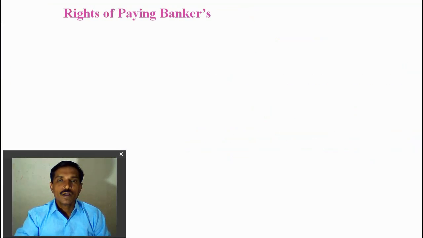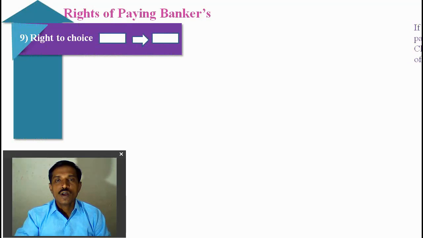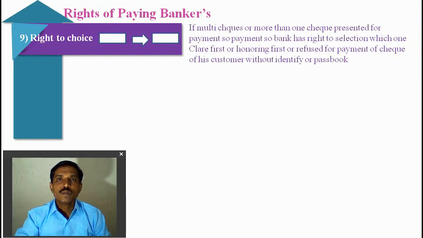Right of the paying banker: again we say there is a right to choice when the customer presents multiple checks at a time for payment. At that time the bank can choose any one check of those presented. So the bank has the right to choose which one is paid first and which after, when multiple checks are presented for payment at a time.